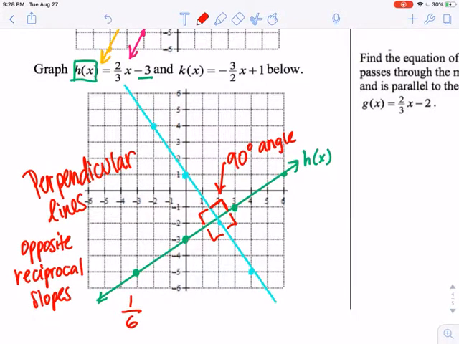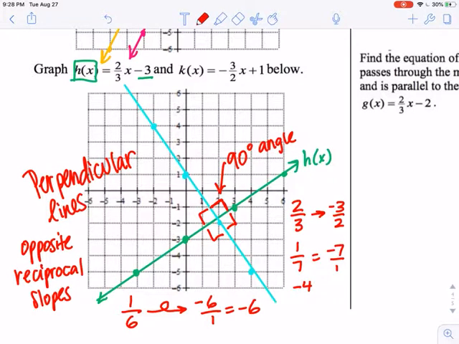So for example, see if you can do these as I go. If I have a slope of 1/6, then my opposite reciprocal would be -6 over 1, or just -6. If I have 2 over 3, it turns into -3 over 2. If I have 1 over 7, turns into -7 over 1. If I have -4, then -4 turns into +1 over 4, because this is technically just 4 over 1. So my opposite reciprocals will change from top to bottom.